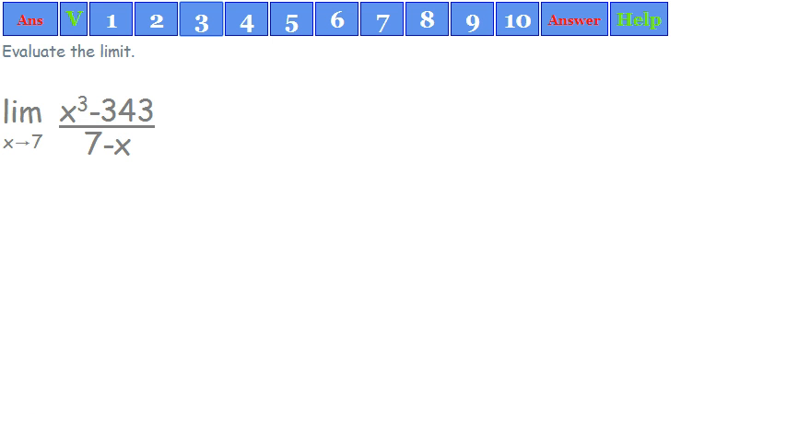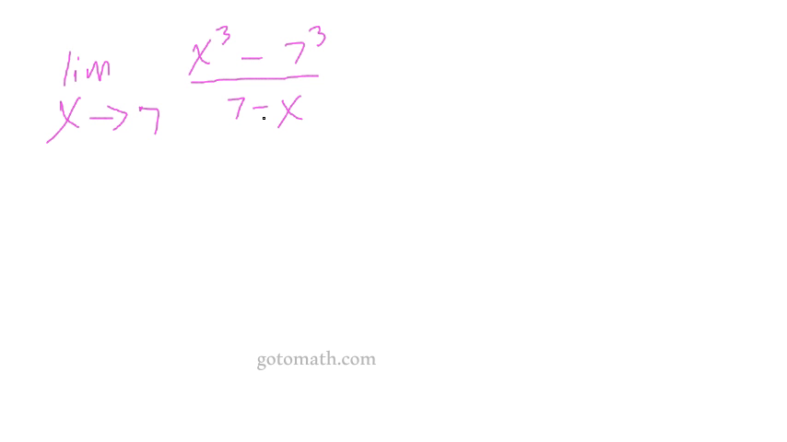So let's just do that. So we have the limit as x approaches 7 of x cubed minus, now instead of writing 343 here, I'm going to go ahead and write 7 cubed over 7 minus x. Now I want to get this thing in more of a standard form, and that is I'm going to need to rewrite this numerator, or the denominator here. I want to get the x here and the 7 over here.